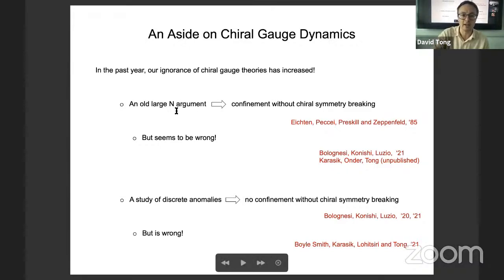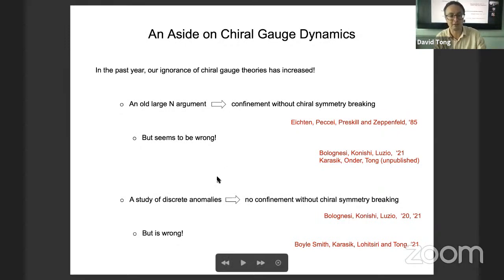I certainly believe that the large N limit was known to be confinement without chiral symmetry breaking. I think that's incorrect. I think the correct answer is all to do with actual baryons in large N and how you understand baryons in large N Feynman diagrams, which is subtle.